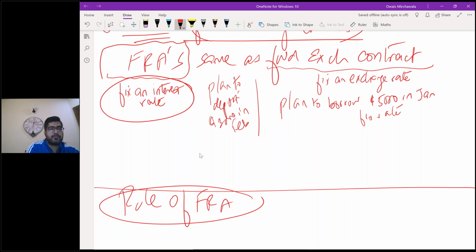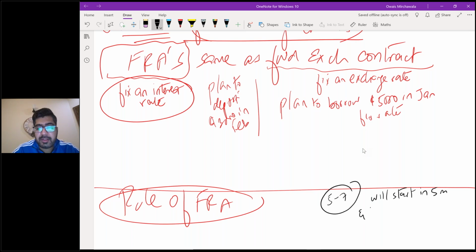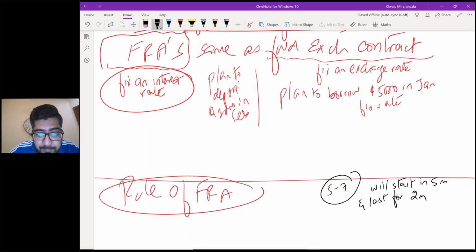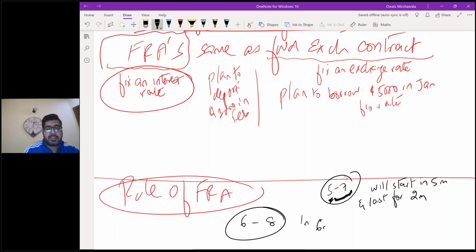a rule of FRA which works in real markets as well. If FRA is 5-7, it means it will start in 5 months and last for 2 months. The first digit is when it will start, and the gap is the lasting period. Okay. Similarly, if someone states FRA 6-8, means it will start in 6 months and last for 2 months.